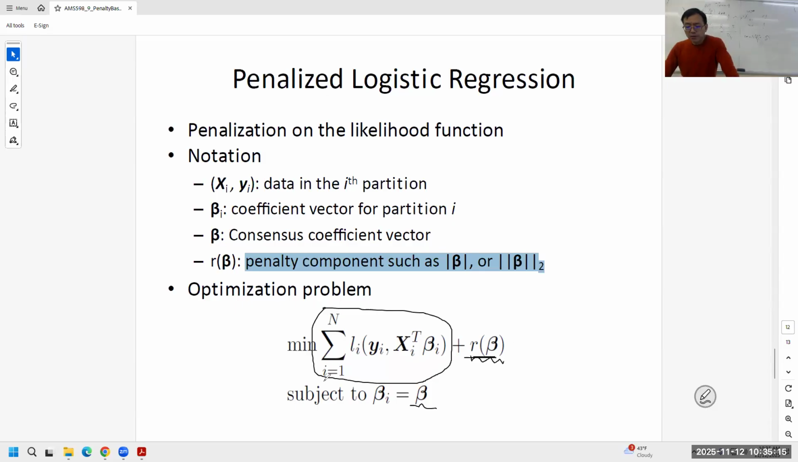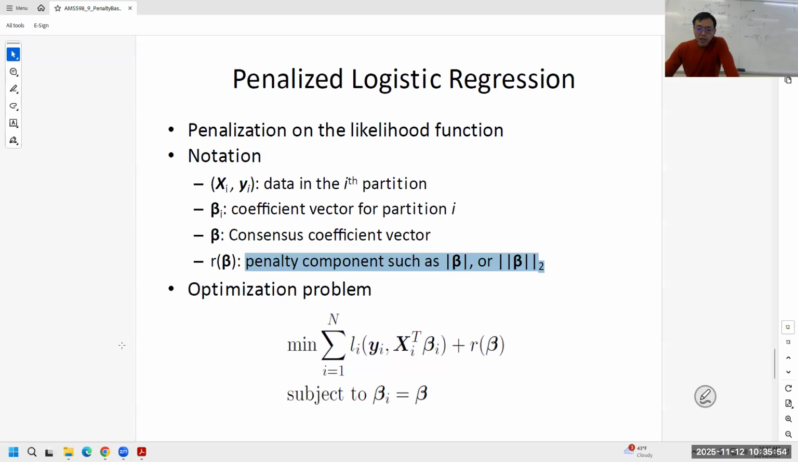So this form can actually match the ADMM form very well, because now your target function can be separated into two components. Beta i's are one set of parameters, and beta is another set of parameters. Used to be, if we didn't have this, G beta was implicit, a constant equal to 0. But now G beta becomes R beta, a penalty term, and it is explicit. Subject to beta i equal to beta, this is our constraint.